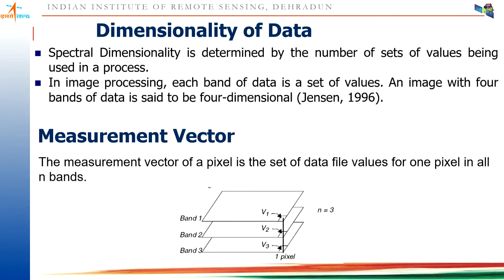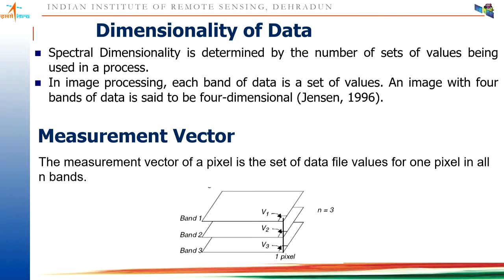So spectral dimensionality is determined by the number of sets of values being used in a process. In image processing, each band of data is one set of values. So an image with 4 bands is said to be a 4-dimensional image. The next term that we will be frequently using in the session is measurement vector.